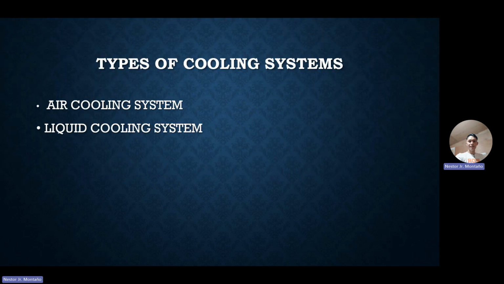There are two types of cooling system. One is the air cooling system. The air cooling system uses airflow to dissipate heat. It is common in motorcycle and small engines. Second is the liquid cooling system. It uses coolant circulation to transfer heat away from the engine. It is common in modern vehicles.